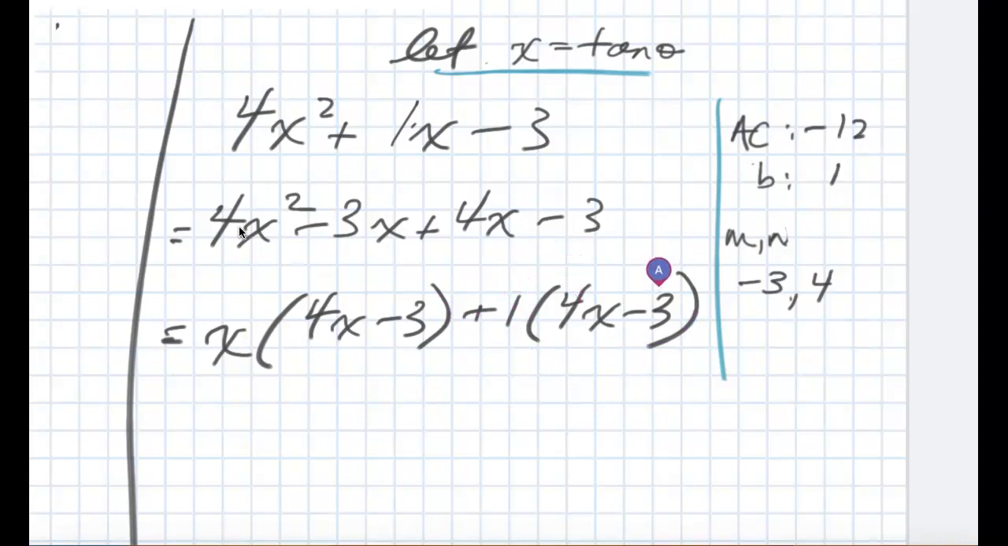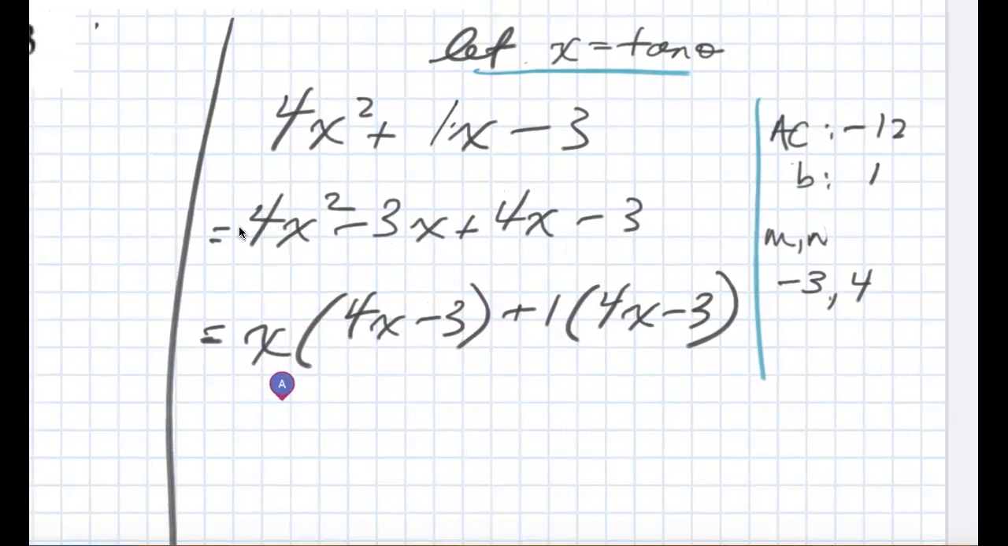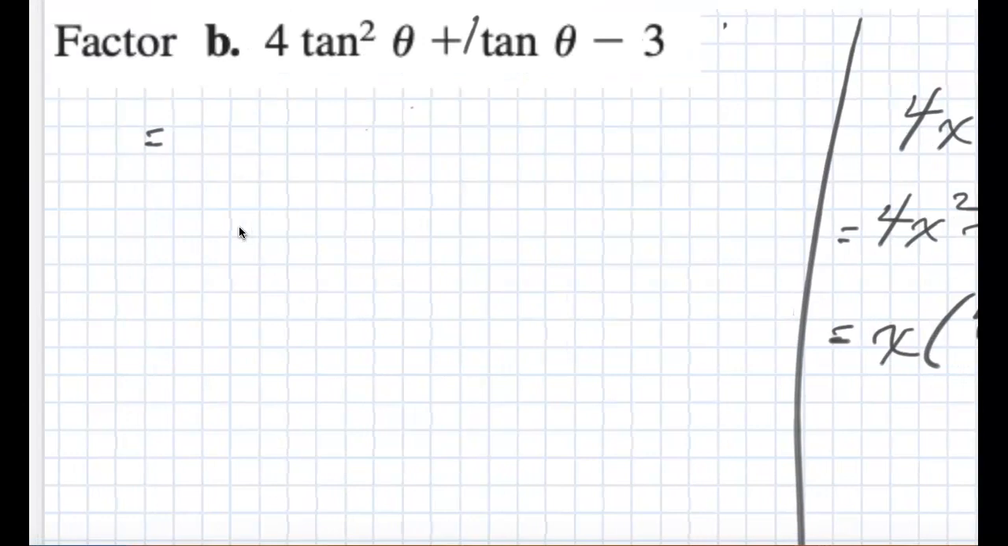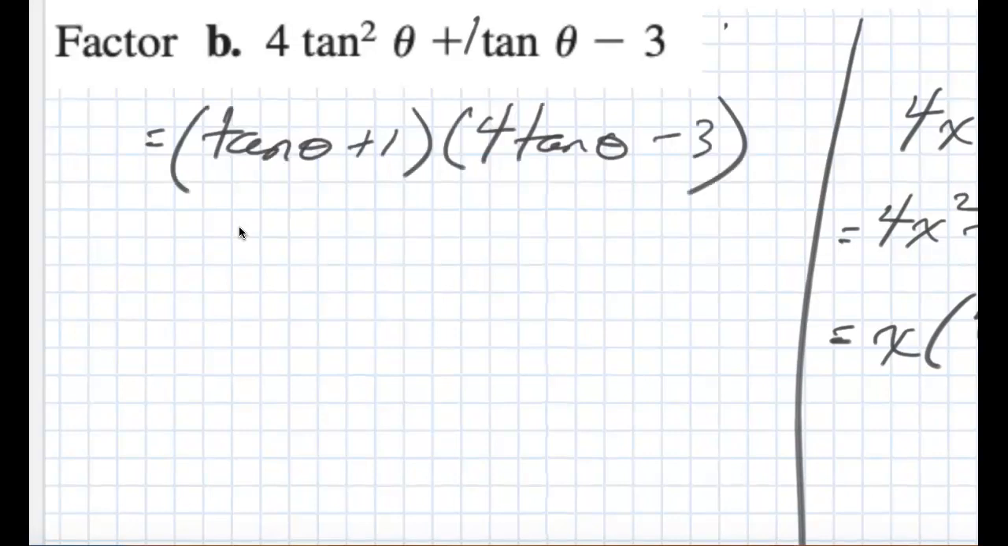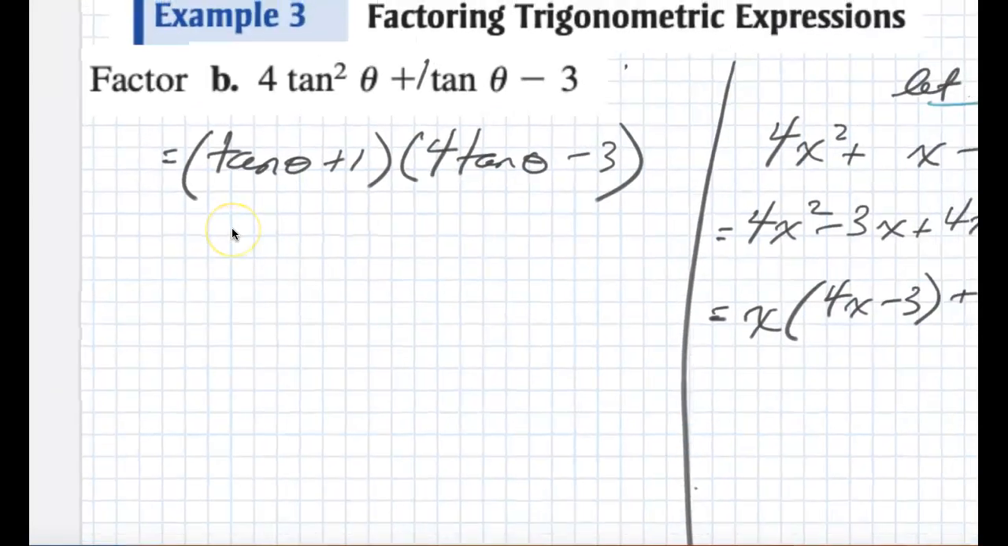Okay, that is just about done, the AC method. What is going to happen now is you've got 4x minus 3, that's one of the factors, and then x plus 1 is the other factor. Now, we weren't asked to factor with x's, we were asked to factor with tangent thetas. And so that's what we need to put into our answer. And that is, there's the 4 tan theta plus 1 and 4 tan theta minus 3. That's actually the factored form.